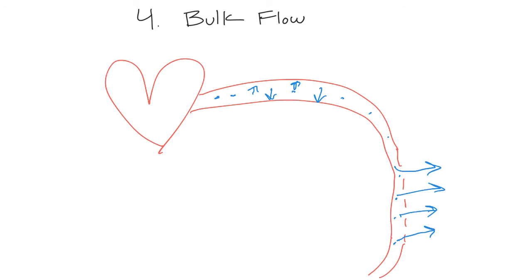Now, it's a little bit deceiving because at this point down here, yes, you aren't using ATP, but in order to create the pressure, the heart itself used a lot of ATP to do that, right? It did use energy upstream, but at the site where bulk flow is occurring, there's no ATP needed.